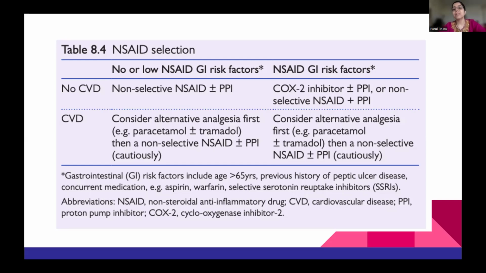And if there is a GI risk factor with no cardiovascular disease, we can give selective COX inhibitors with or without PPIs. With patients with cardiovascular disease, we have to look for alternative analgesics rather than a non-selective NSAID, because a selective NSAID has more cardiovascular disease risk propensity. Or if the patient again has an NSAID GI risk factor, we have to consider alternative analgesia first.